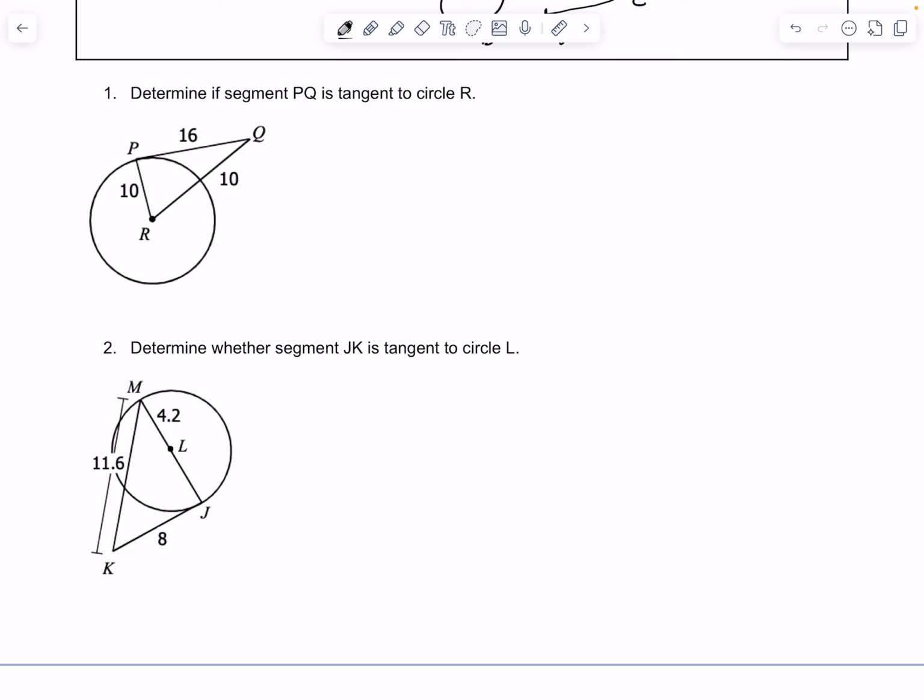So number 1, determine if segment PQ is tangent to circle R. So I see PQ is right here. If this is going to be tangent to circle R, then this right here needs to be a right angle, which means that this triangle created, PQR, needs to be true in terms of the Pythagorean theorem. So if I plug this in, this better be a true statement. So I see 10 is a leg, I see 16 is a leg, and then the hypotenuse is going to be 20 squared. Oops, my bad.